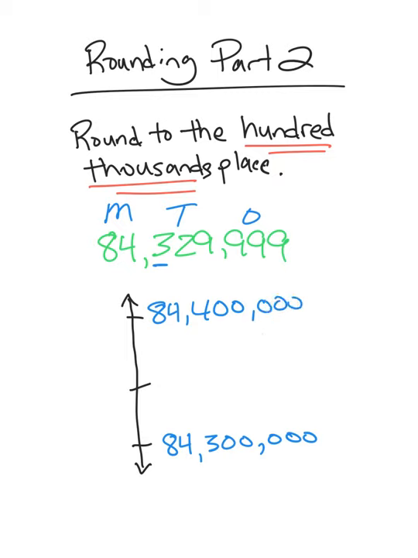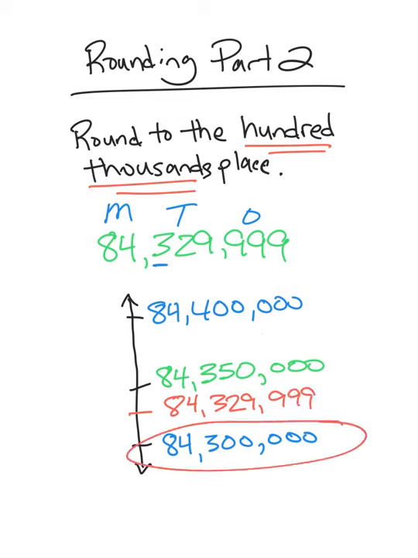And our mid would be 84,350,000. There we go. Okay, now to plug in the actual number, 84,329,000, it would be lower than 84,350,000. So we'd write the 84,329,999 here, and it would round to 84,300,000.